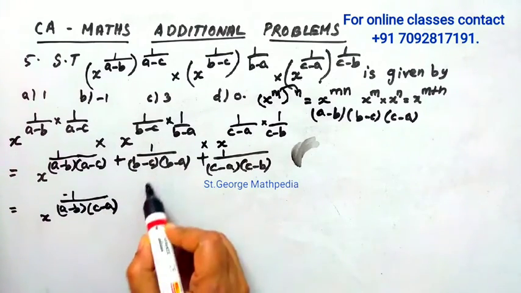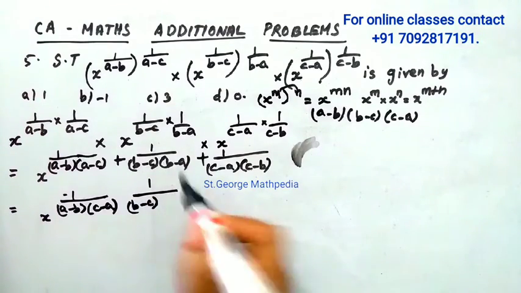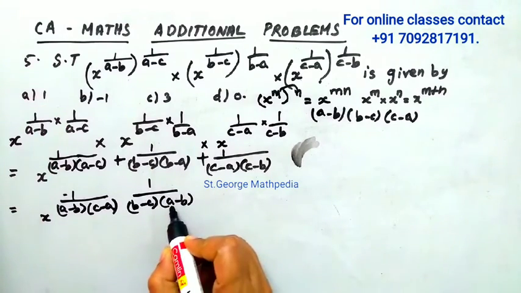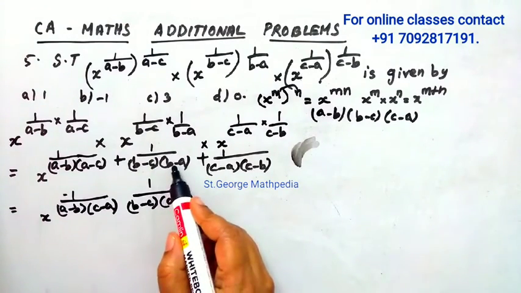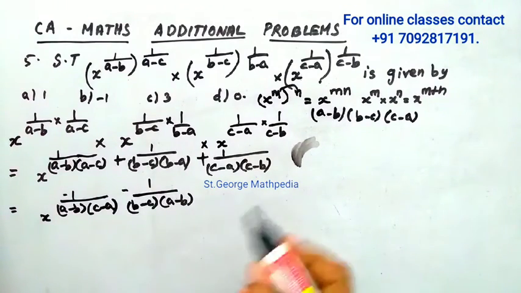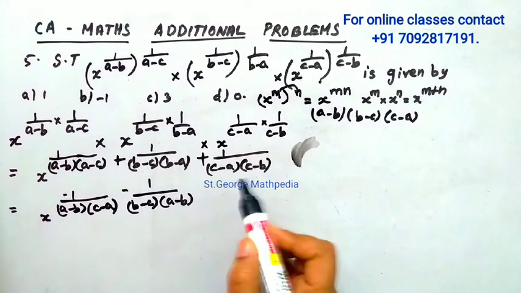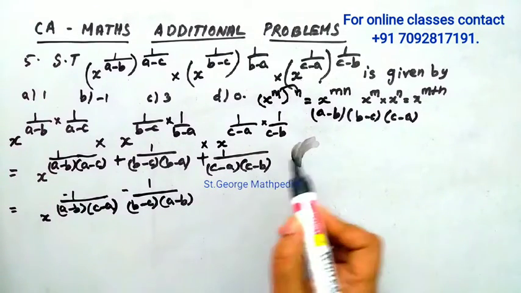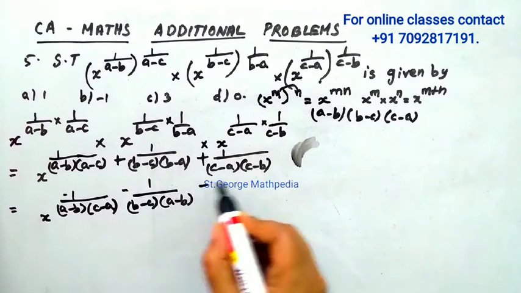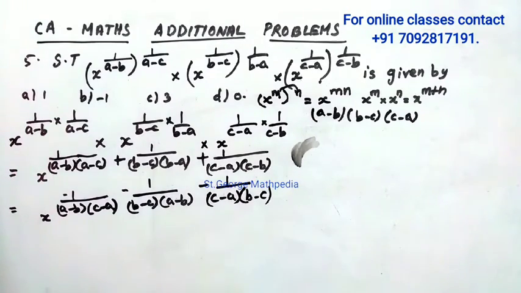Again, from this term 1 divided by b minus c into b minus a, we can write b minus a as a minus b when you take a negative out. So take minus 1 from b minus a, then you will have minus 1 divided by b minus c into a minus b. Again, from this term, c minus a is in the right order and c minus b, but you have to write it as b minus c. So take one minus, then it will become b minus c.